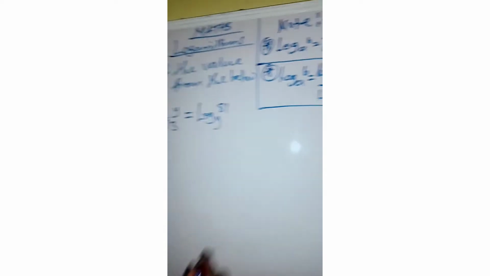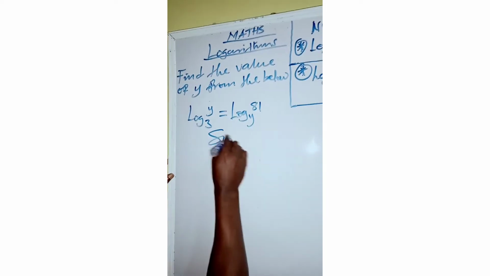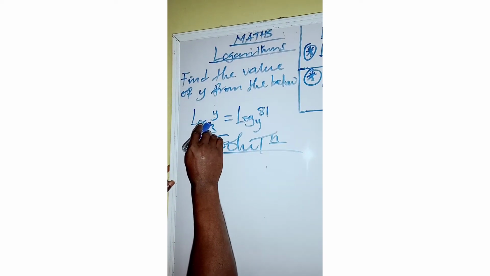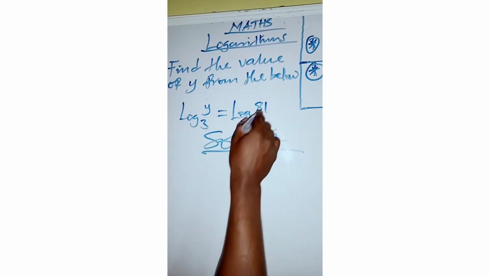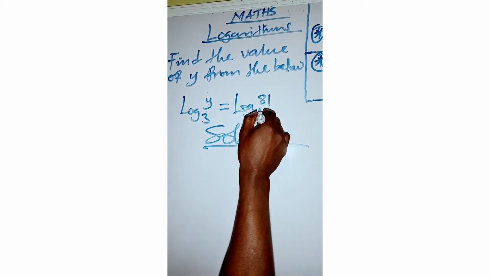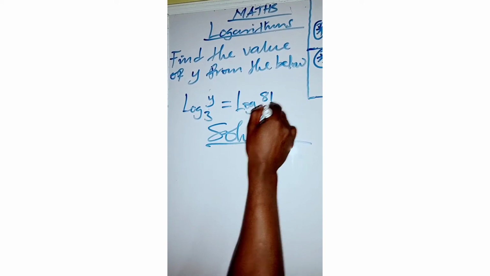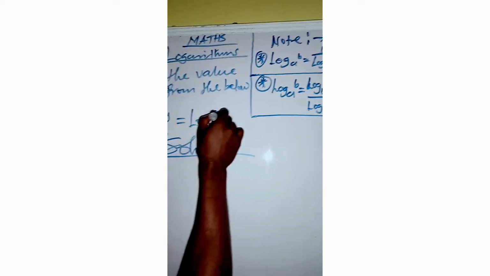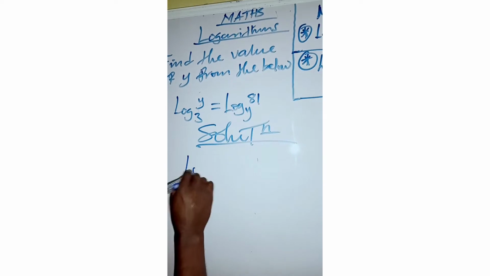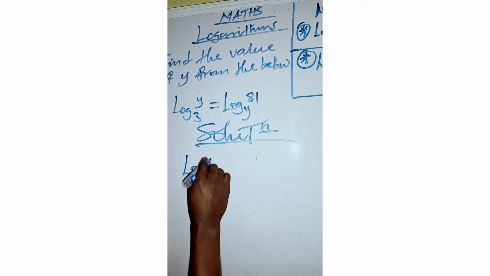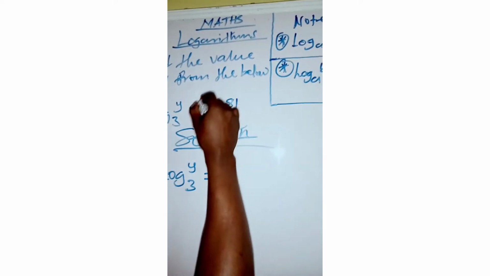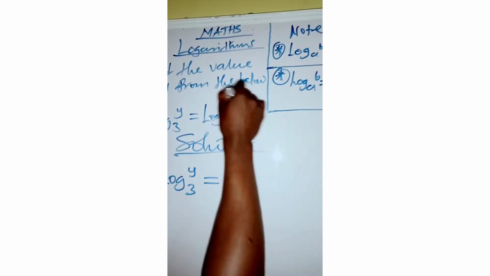Now, if you look at it very well, here is the question. The first thing is to write solution. From this, if you look at it very well, this is in base 3. I want this also to be in base 3. So we are going to apply the changing of base principle to this place. In that regard, we are going to have log y base 3 equal to, so we are applying change of base to this.